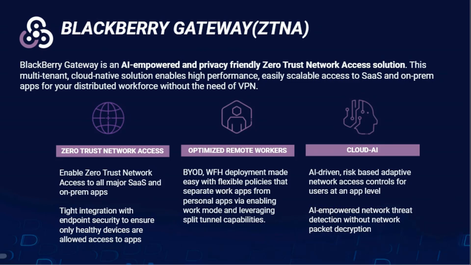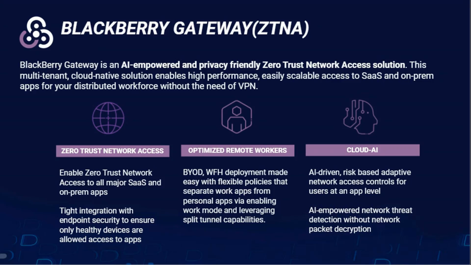And we do all of this with a lot of intelligence, right? So we have the Cloud AI intelligence network risk assessment happening in real time in the cloud that adapts the network access controls dynamically. So you can do intelligent things like grant access, deny access, ask for multi-factor authentication, or adapt the policies, etc. The other piece of the AI, we leverage for network threat detection. And we do that using the metadata. We don't need any packet decryption, so that makes it privacy friendly as well.